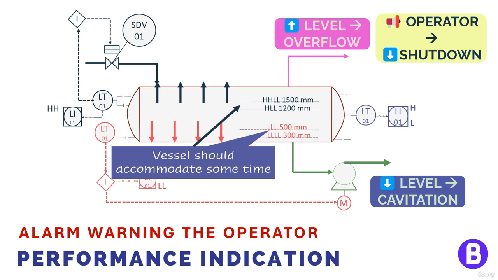Or if the time criteria is enough, we shall consider a minimum available span for the level instrument, which means that the level transmitter range cannot accommodate a lower value. So this is within 100 to 200 millimeters. So one of these criteria shall prevail in this case. This is one example of using alarms.